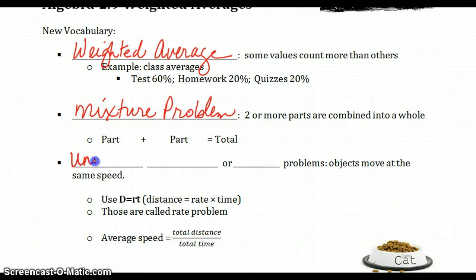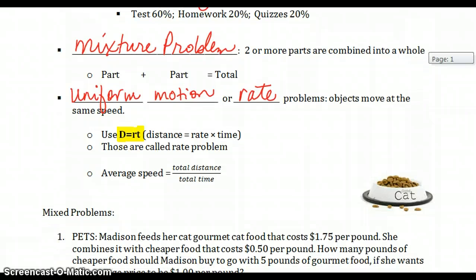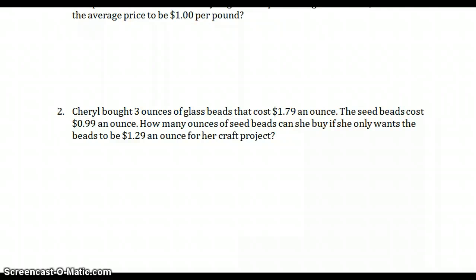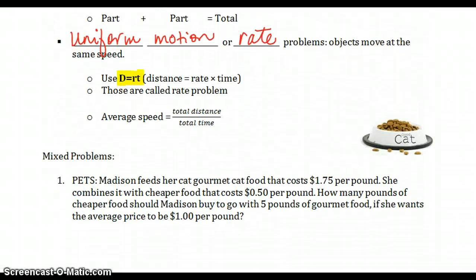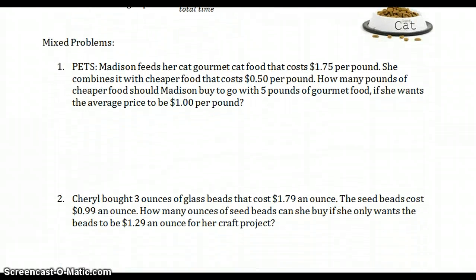All right, then we're also in this section going to talk about uniform motion problems, also known as rate problems. And the most popular equation with rate is distance equals rate times time. Anytime you're talking about speed, that's rate, or time that it takes to cover some distance, that's going to be a rate problem. Total distance divided by time gives you the average speed. So let's just jump right into some example problems of each of these. Let's start with a mixture problem.